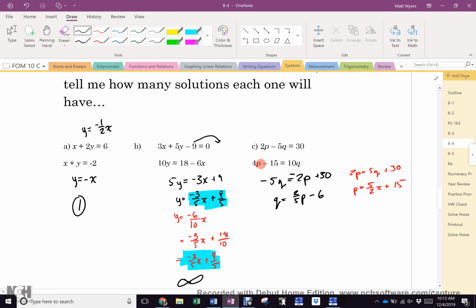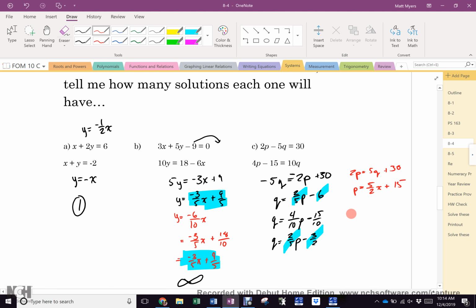Then I isolate q in the second one. Q's already there. Q equals 4 over 10p minus 15 over 10. That's a little suspect. 2/5 p minus 3/2, right? Right? And then I come over. So there, you see, same slope. Different y's. Amelia. When I brought that 2 over, it became negative. So now I have negative divided by a negative.